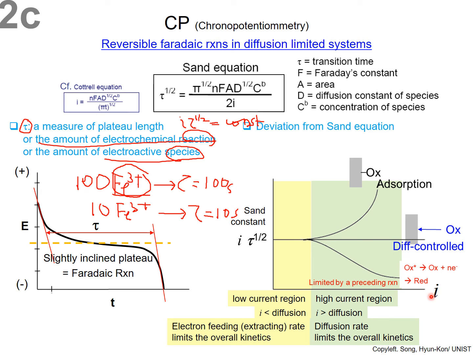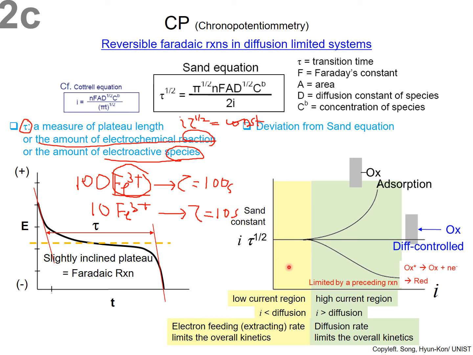So if you have an ideal situation where you have reversible Faradaic reaction in diffusion limited systems, you should have a constant value of the Sand constant independent of current. If you have obtained this kind of plot, it means your system is following the reversible Faradaic reactions in a diffusion limited system. Let me split those curves into two different regions.